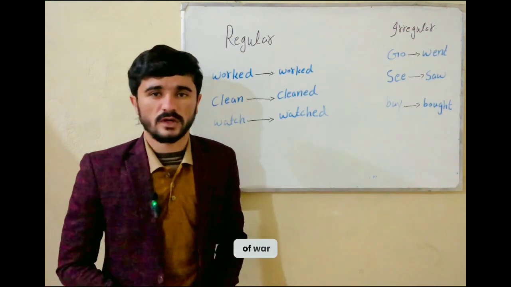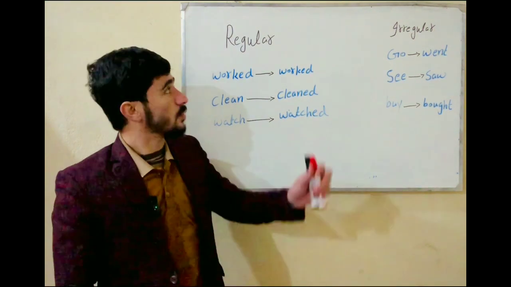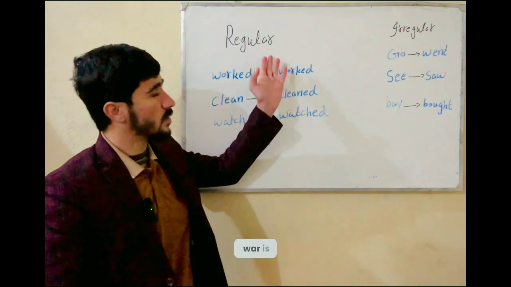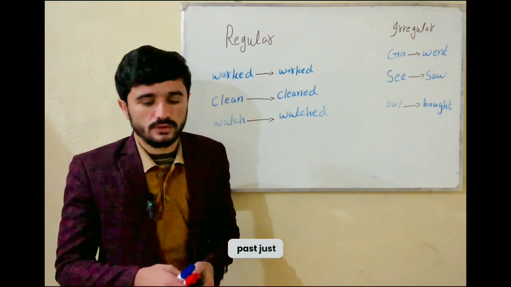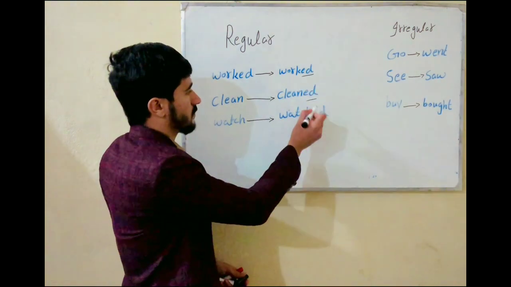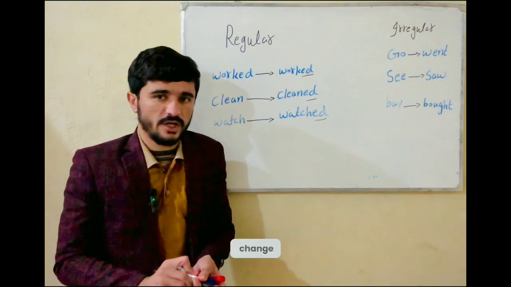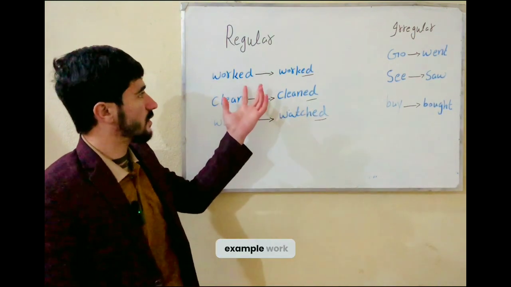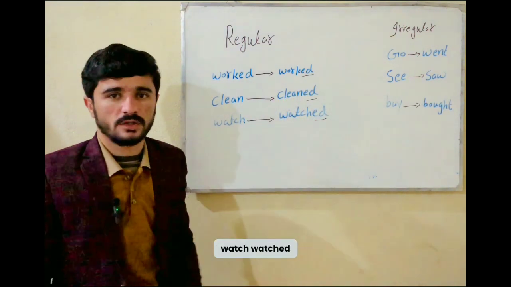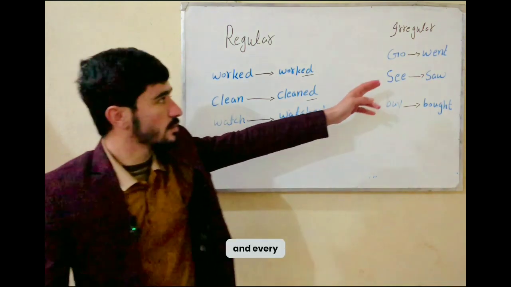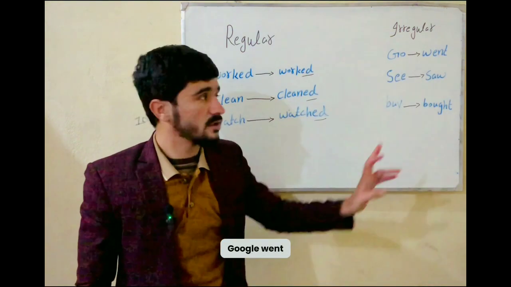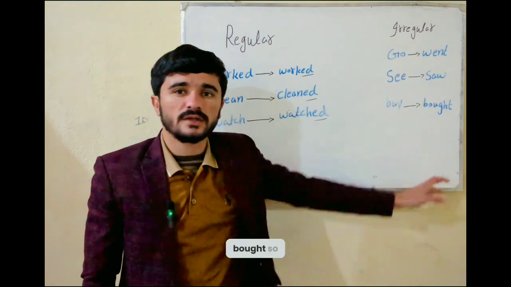We have two kinds of verbs which we use in the past: regular and irregular. The regular verb does not change in the past, we just add ed. For example, work, worked, clean, cleaned, watch, watched. And the irregular verb changes in the past. For example, go, went, see, saw, and buy, bought, and so on.